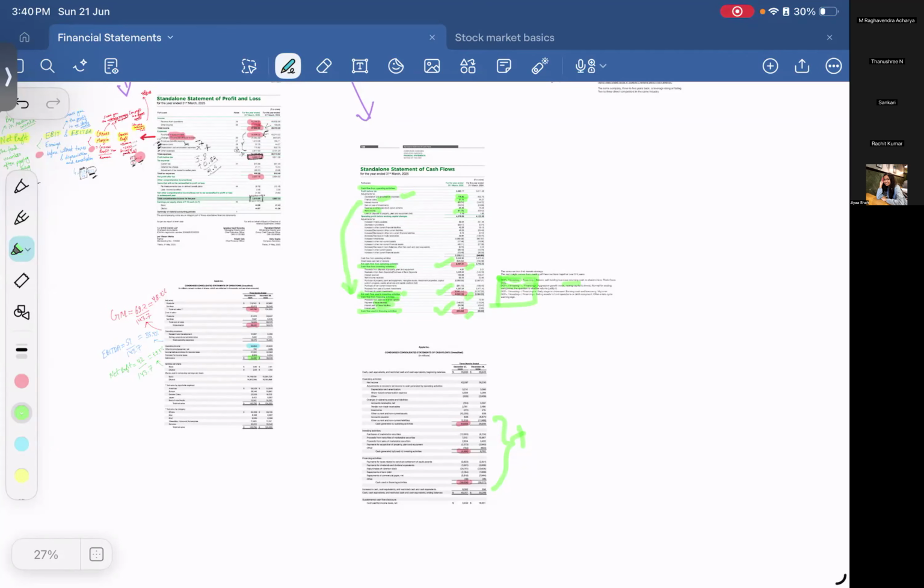What are the things which indicate a fortress balance sheet? I think we've answered it multiple times now. Question: borrowings in the balance sheet more than quarterly cash flow from operating activities. How does this affect the business?